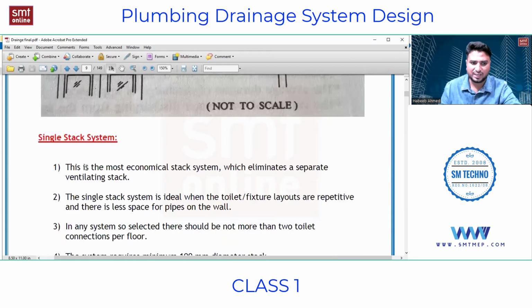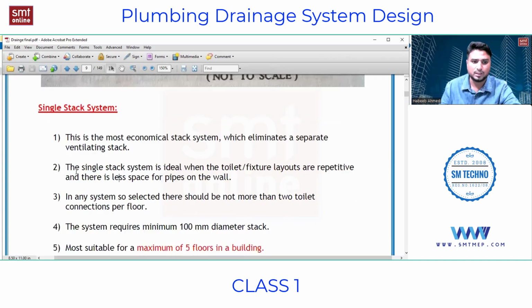Now, single stack system. This is the most economical stack system, which eliminates a separate ventilation stack. That means this is the most economical, cheaper you can say, which is eliminating one more pipe that is mostly used for ventilation to exhaust the gases, because there is no separate pipe for the gas, or the vent pipe is not installed. So it is eliminating. So it is cheaper.